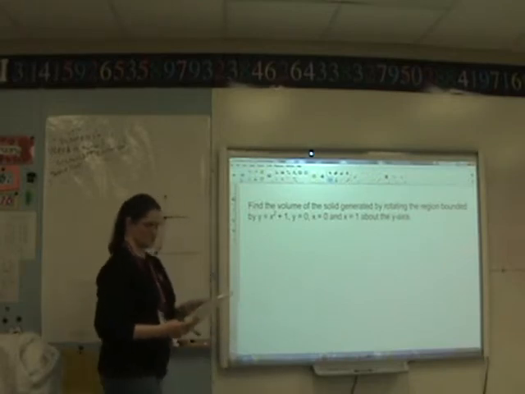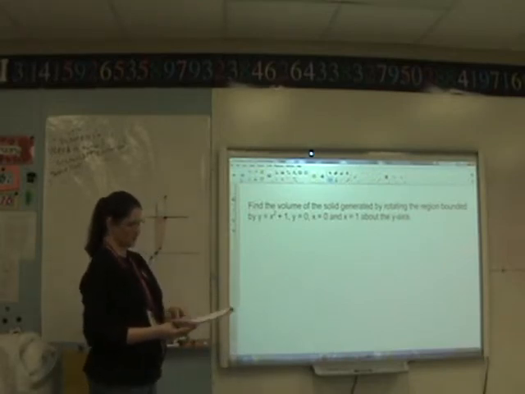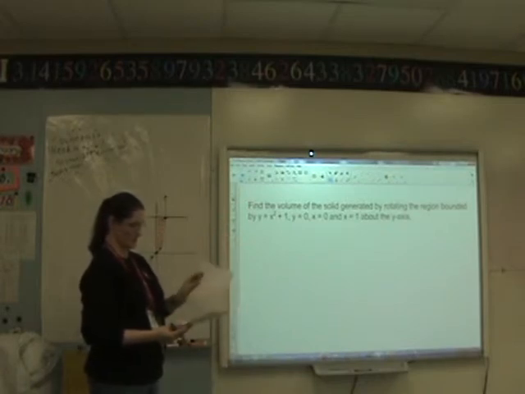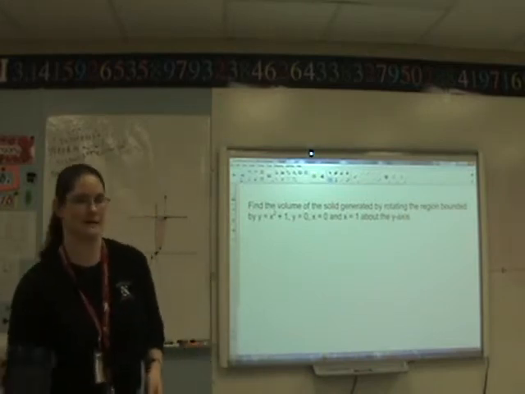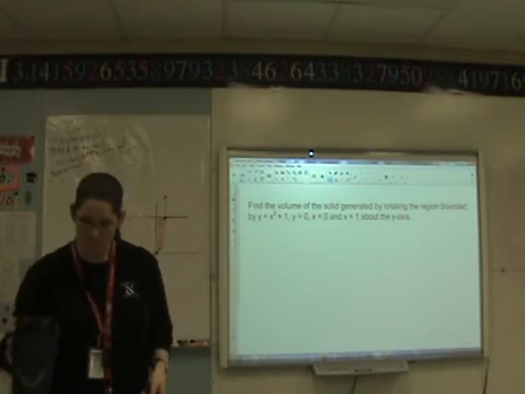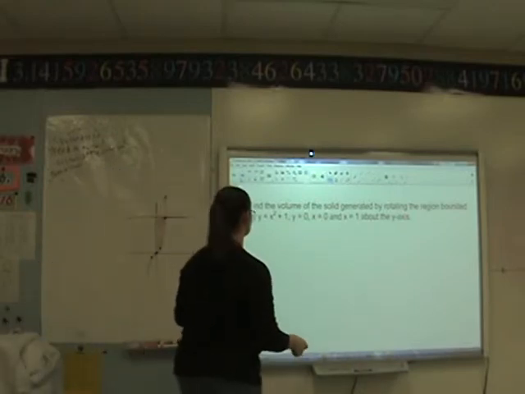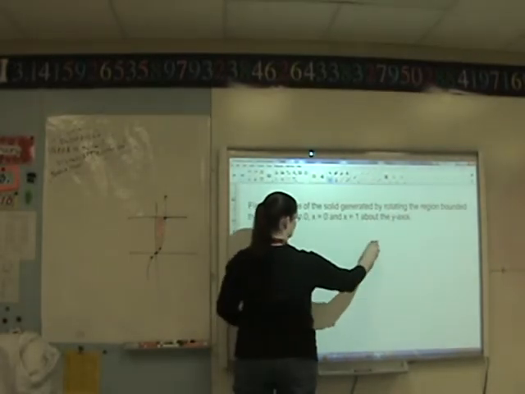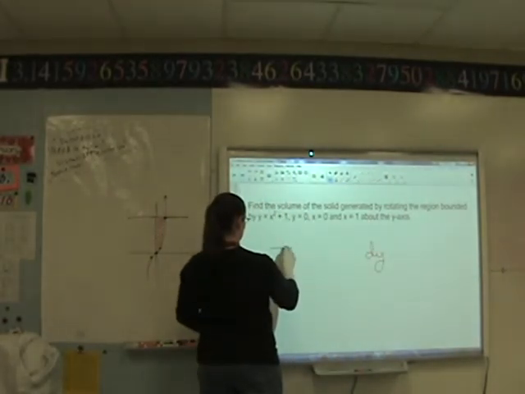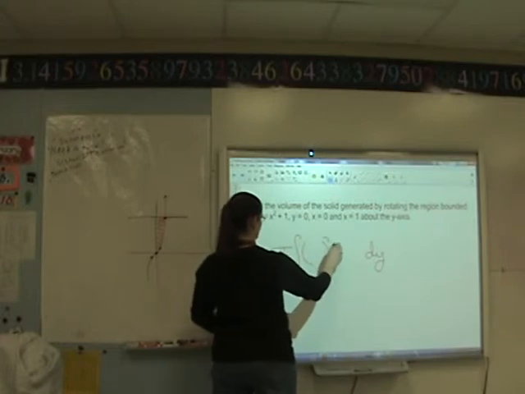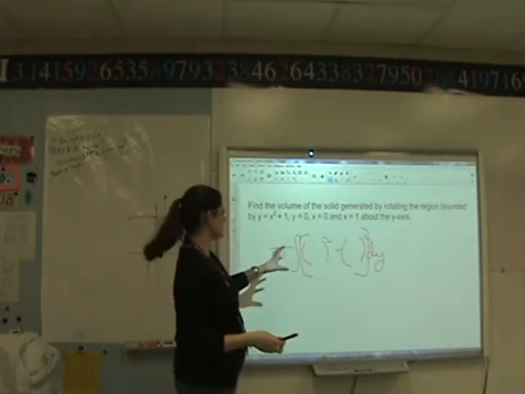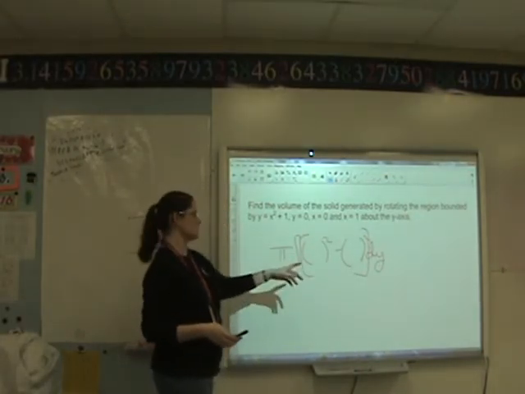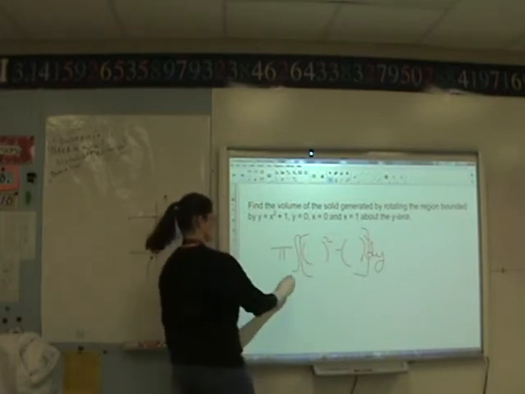Find the volume of the solid generated by rotating the region bounded by y equals x squared plus 1, y equals 0, x equals 0, and x equals 1 about the y-axis. We rotate around the y-axis, so already I know I'm going to be using dy. Function squared minus function squared. You can write yourself a shell like this, that way you're sure to square them both separately before you start writing stuff down.